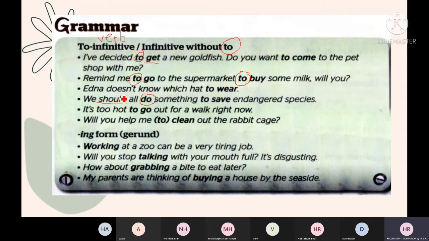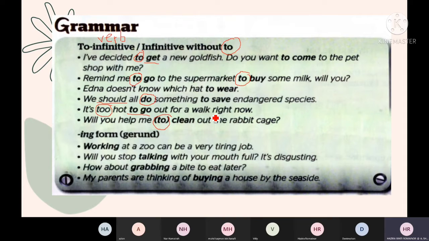Next one: it's too hot to go out for a walk right now. In other cases, when you see the word too, and also the word enough, always use to plus infinitive. Always use this structure or sentence. It's too hot to go out for a walk right now. And next, will you help me clean out the rabbit cage? Either you put to or not. It is optional in this sentence.